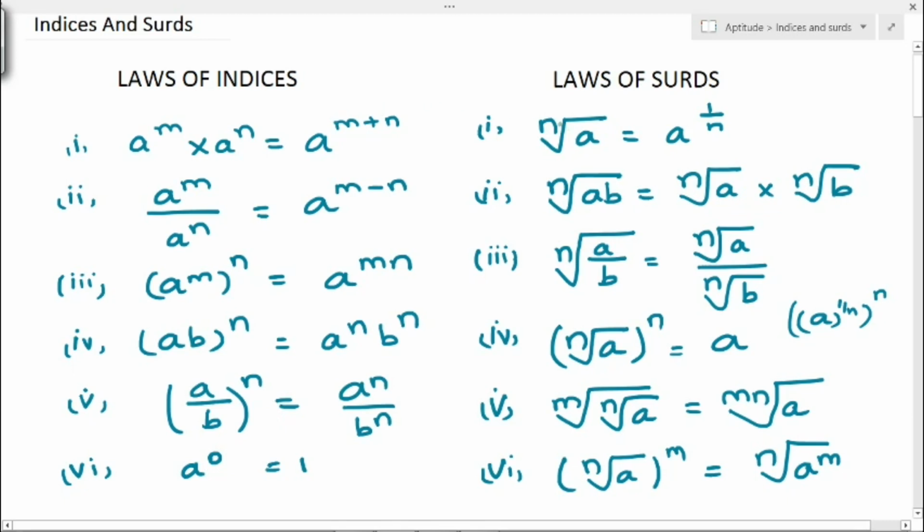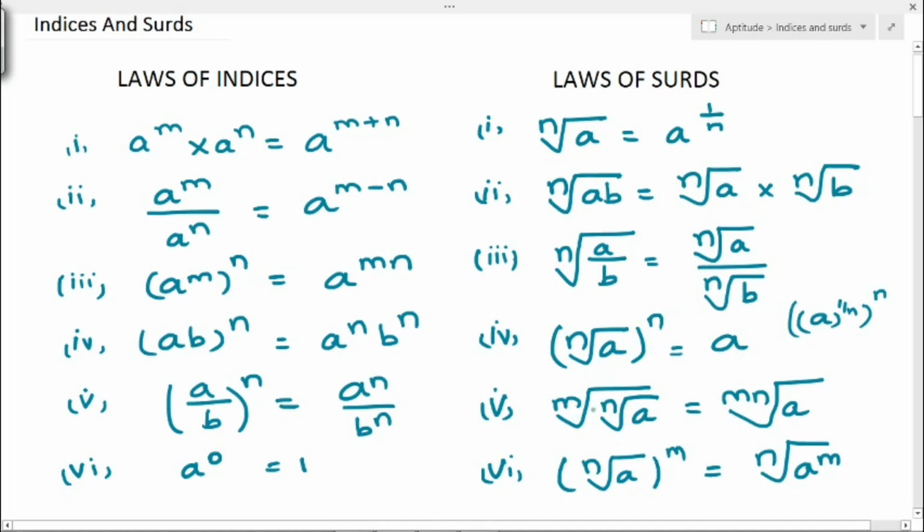First, the nth root of a can be written as a^(1/n). The second condition is the nth root of ab equals the nth root of a into the nth root of b, where we are just splitting the terms. Next, the nth root of a/b equals the nth root of a divided by the nth root of b. The fourth condition is that the nth root of a, to the whole power n, is nothing but a.